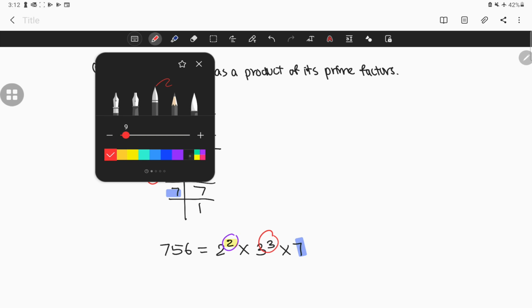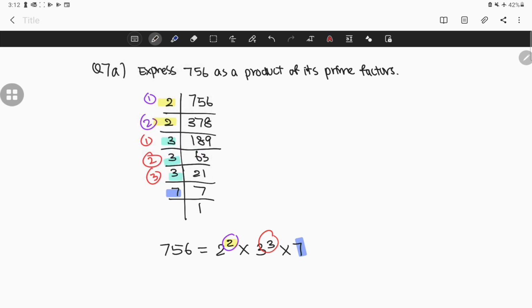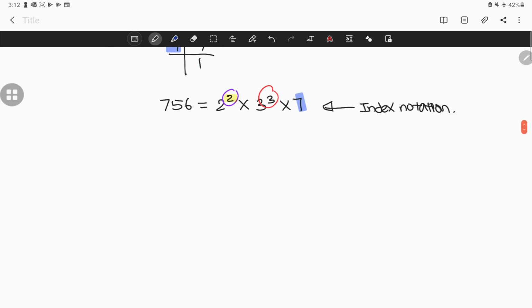So for this question, even though it doesn't say that you have to leave it in index notation, it will be neater to write in index notation as compared to writing 2 times 2 times 3 times 3 times 3 times 7. Right? So for this, we just leave it in index notation. So this is index notation. Okay, now let's move on to question 8.